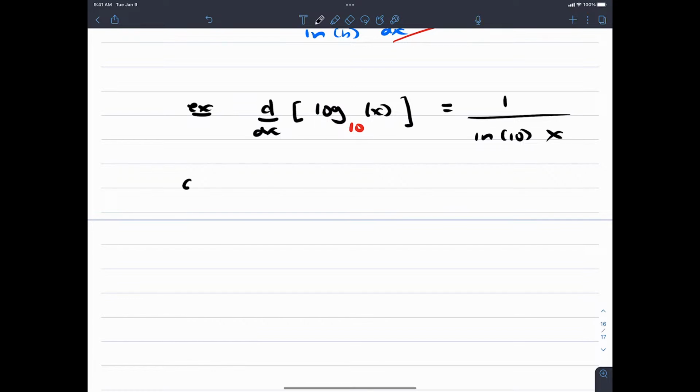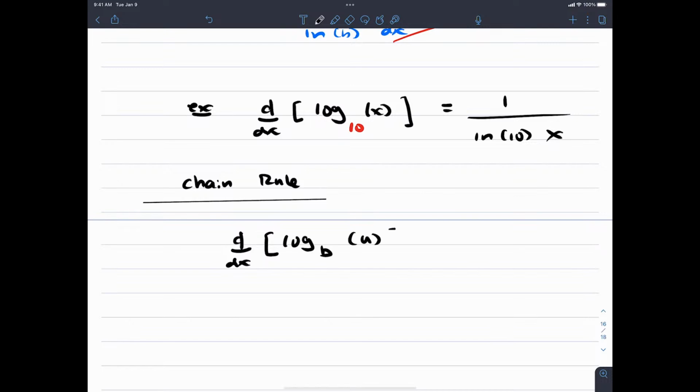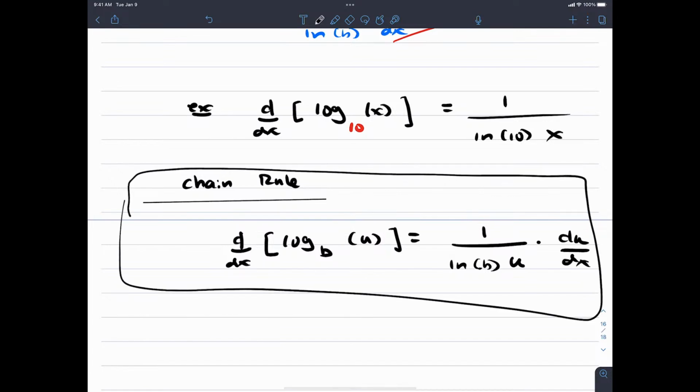Okay. And then you say, is there a chain rule version? Sure. Once you get a derivative formula, you always get chain rule free of charge. But this is now going to be u is a function of x. So you say, what is that? Well, it's the same, 1 over natural log b times u, but the chain portion is to say du dx. Okay, you got that chain rule version here.